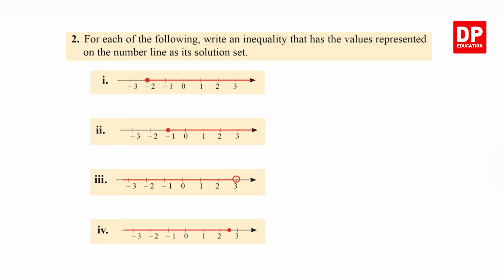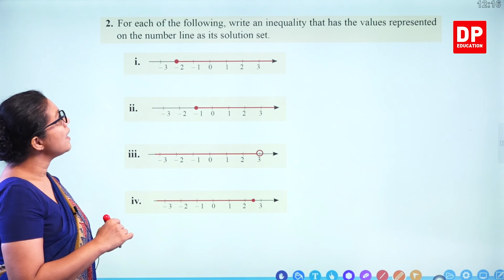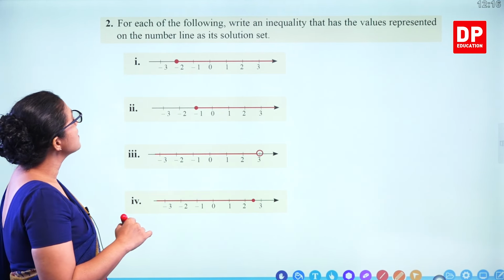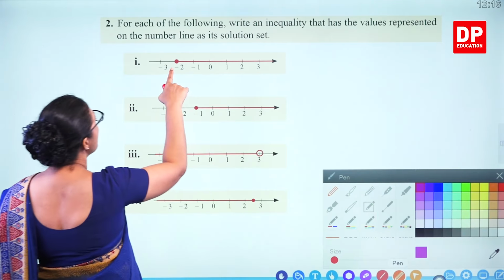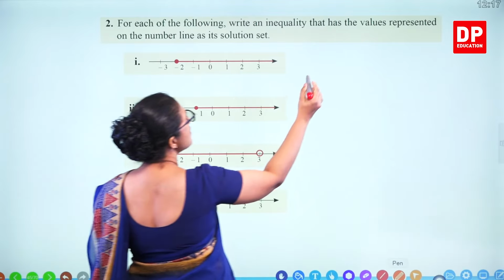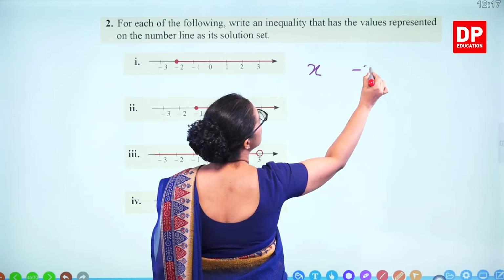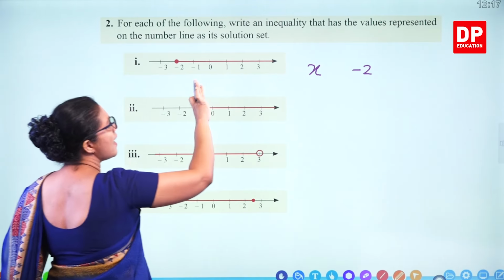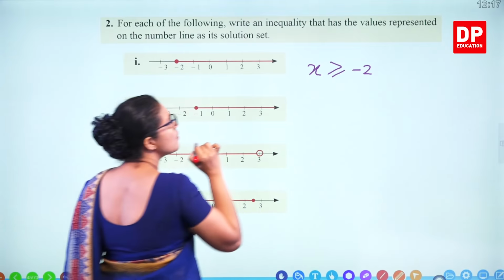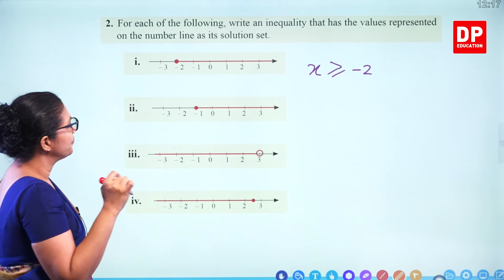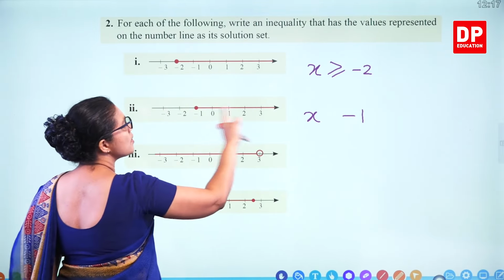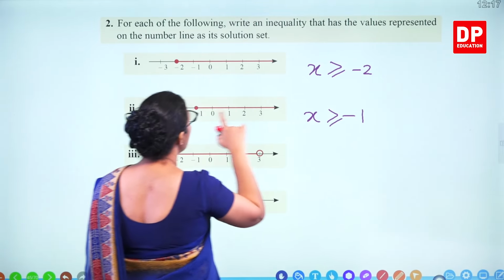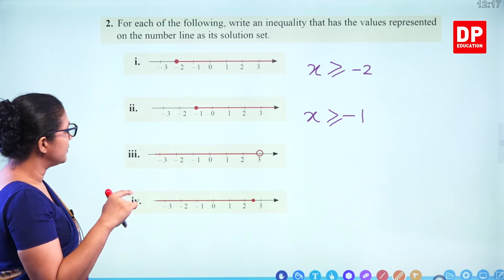For each of the following, write an inequality that has the values represented on the number line as its solution set. Here, it's marked on -2 and it's included. This is the greater than side. X is greater than or equal to -2. This is -1, and this is towards the right hand side, greater than or equal, because this is a solid circle.